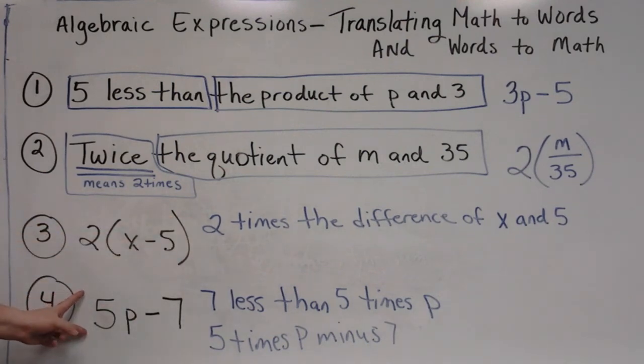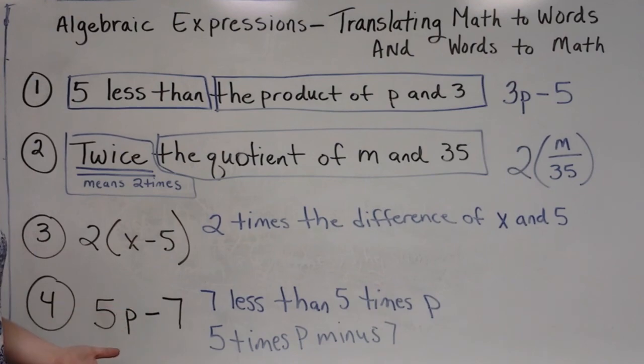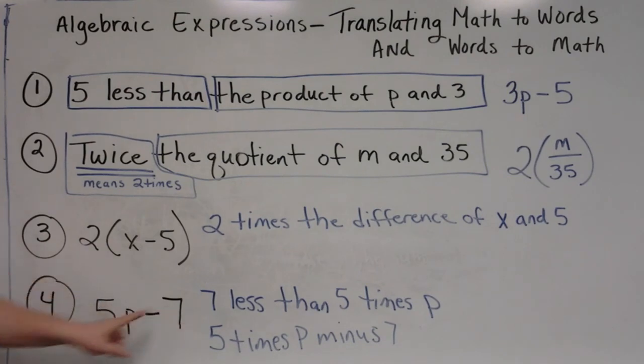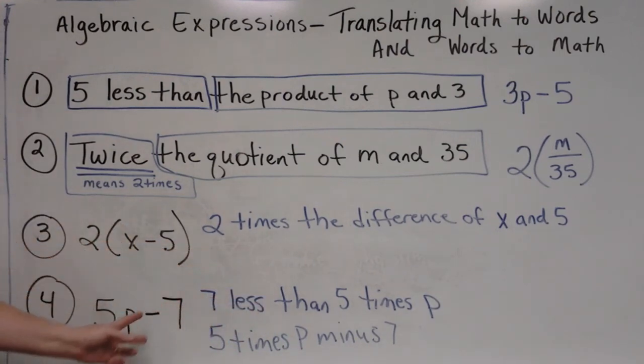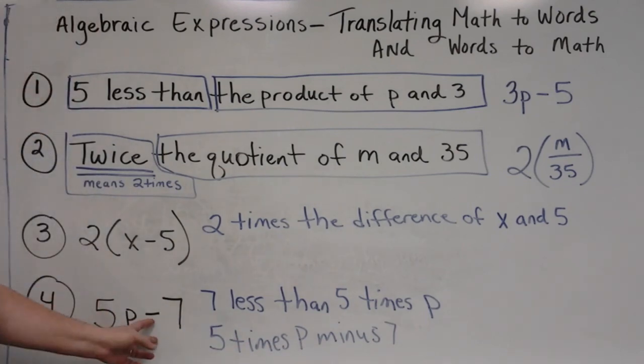Okay. Number 4, I've got you 2 different answers. They're both right. You could have said 7 less, because isn't minus 7 less? 7 less than 5 times p. Or you could have just said 5 times p minus 7. Notice something. If you say 7 less, it's like the back of the problem comes first. If you say minus, it goes in order, and the 7 is in order. Does that make a little sense?